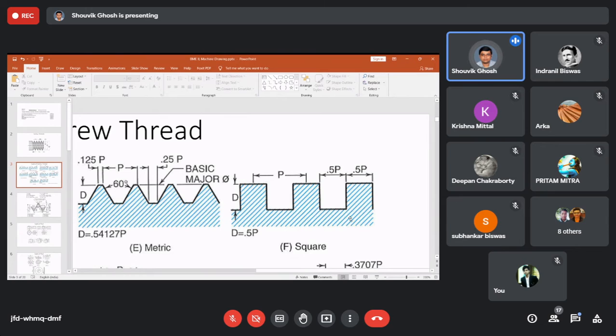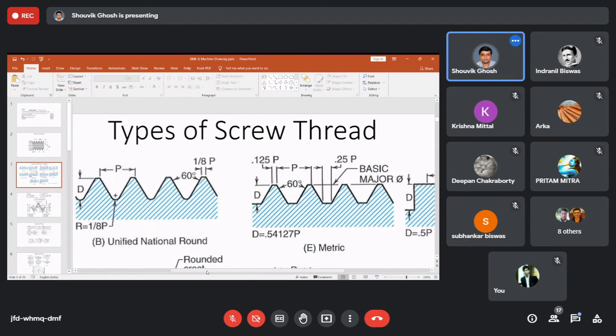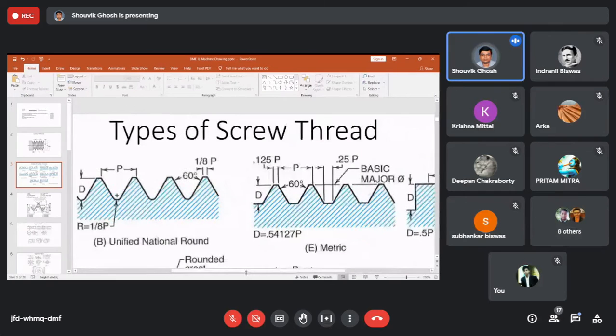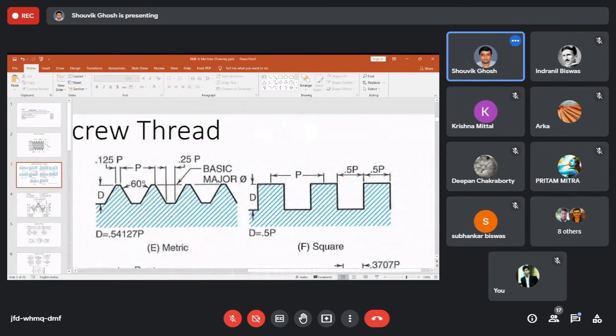This particular type of thread is used for carrying heavy loads. In cases where the screw needs to hold a heavy load, this kind of square thread is used, because as you can see in this angular, rest of the threads are at 60 degree. The square thread itself is ideal for the power transmission. Okay.